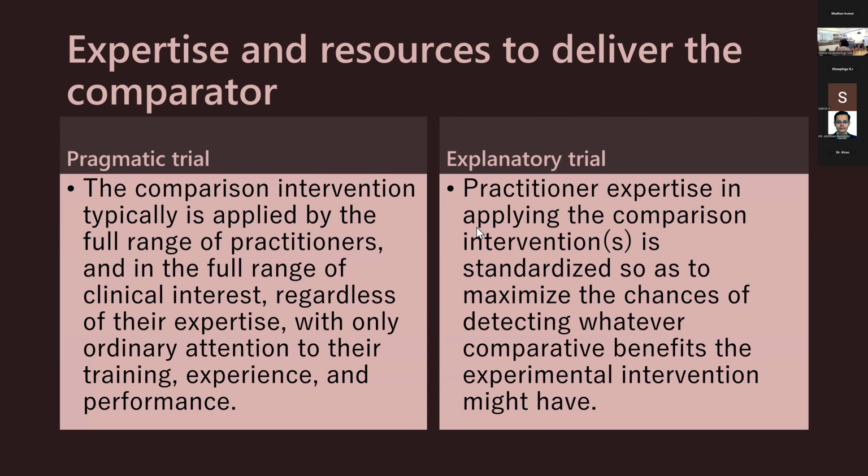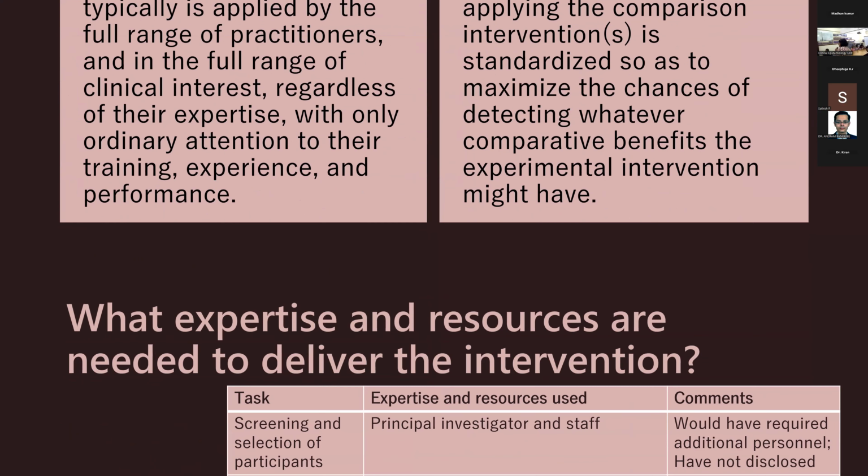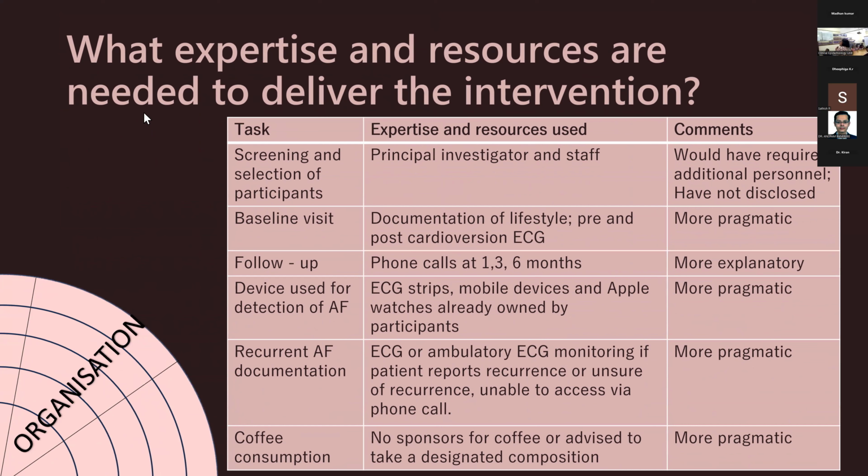Whereas in an explanatory trial, the comparator intervention is standardized so that there is a maximum chance of detecting whatever benefit could possibly be achieved in an intervention. So the comparator level also is standardized. So what happened to our study? While looking at the task of screening and selection of participants, they have left that to the principal investigator and the staff. I feel they would have required some additional personnel, but they have not disclosed that.